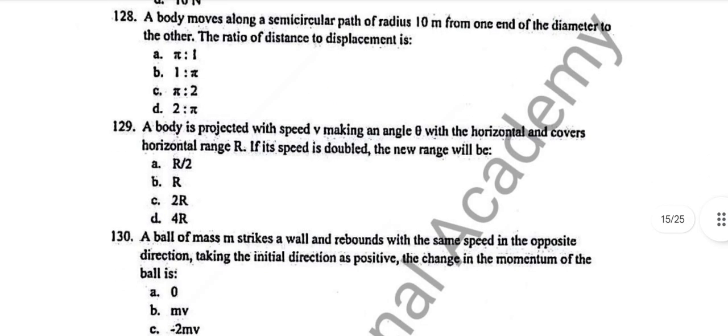Question number 129. A body is projected with speed v, making an angle with the horizontal and covers horizontal range r. If its speed is doubled, the new range will be, and the correct option is D, 4r. Projectile range r is equal to u squared sine 2 theta divided by g. Doubling speed makes range 4 times.